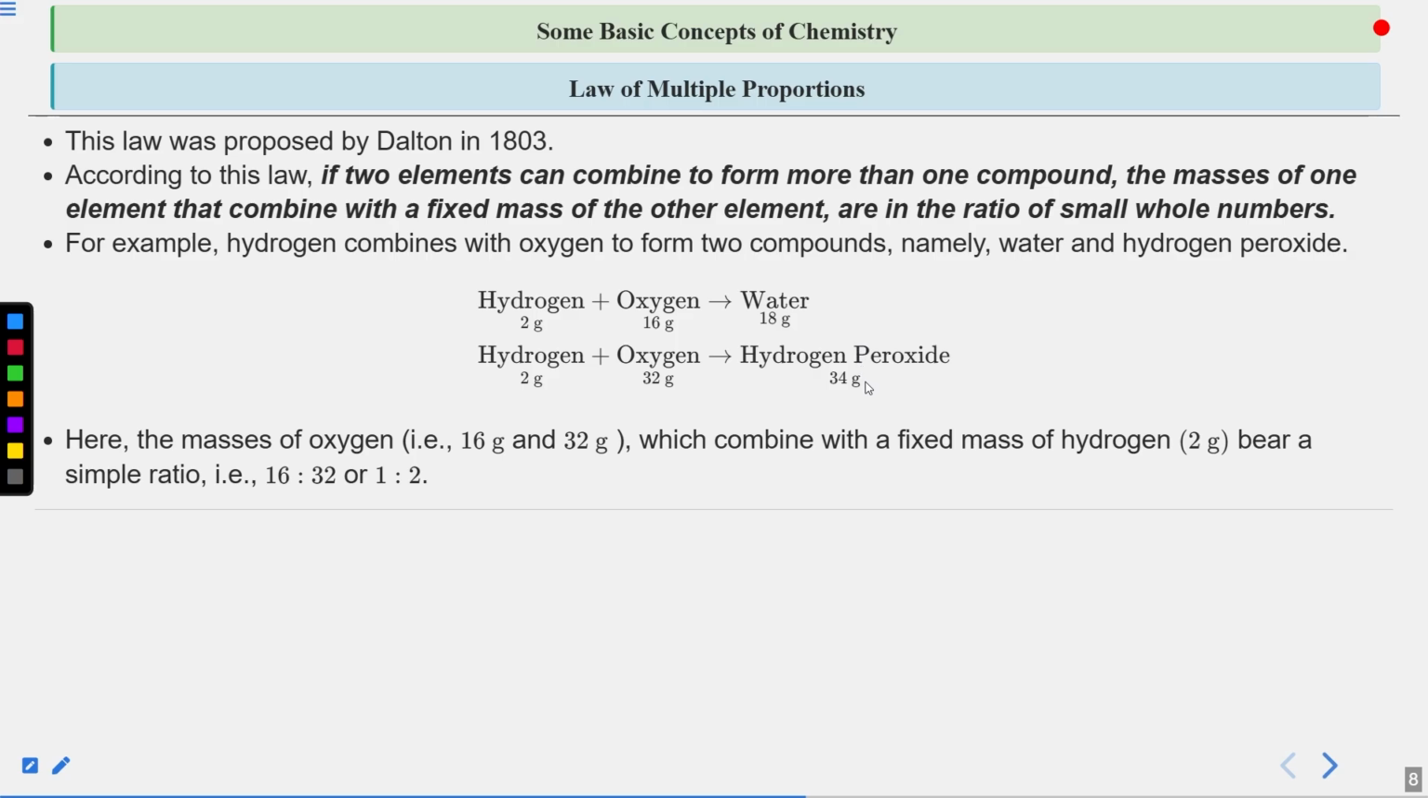So the same thing is mentioned here also, that the ratio of hydrogen is 1:1, or you can also say that it is fixed, whereas the oxygen's ratio is 1:2.